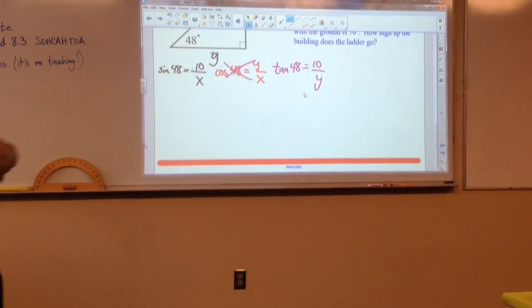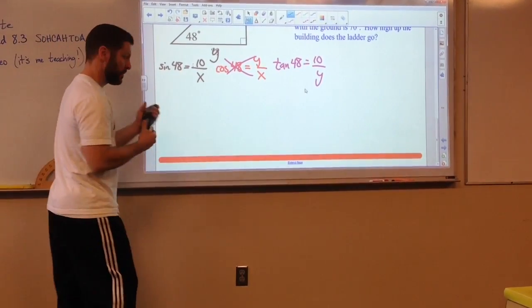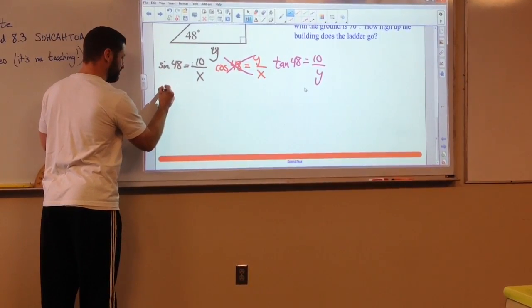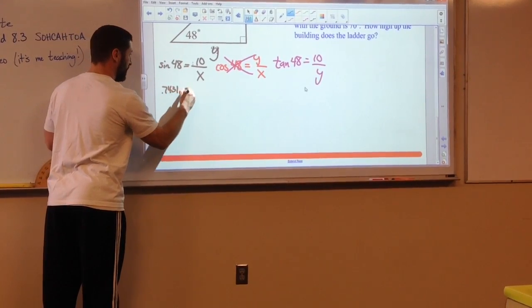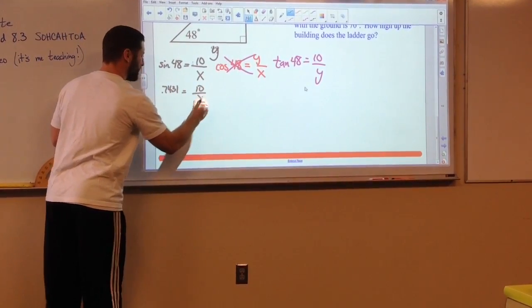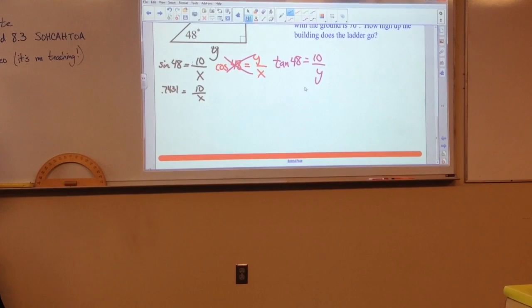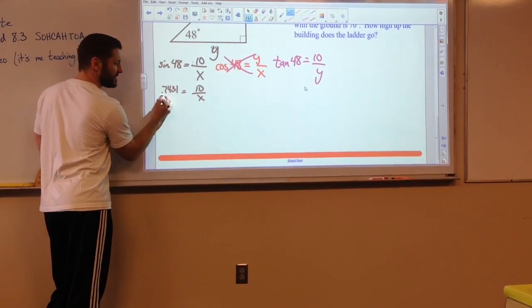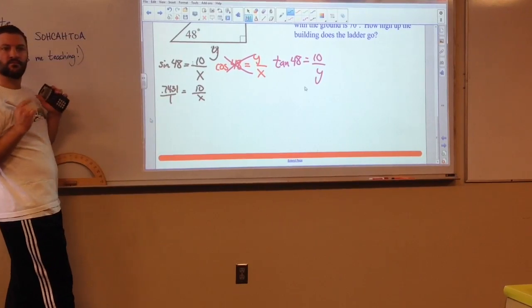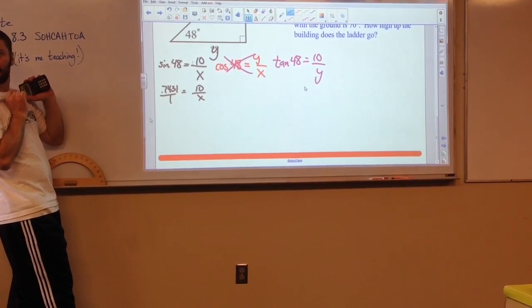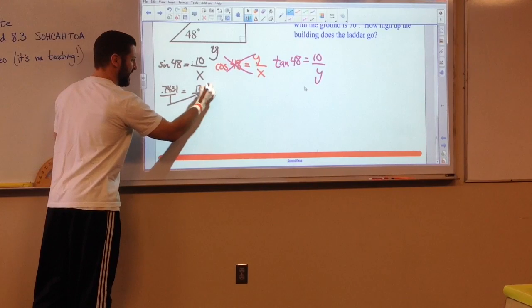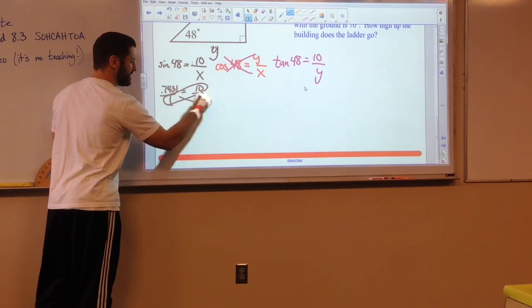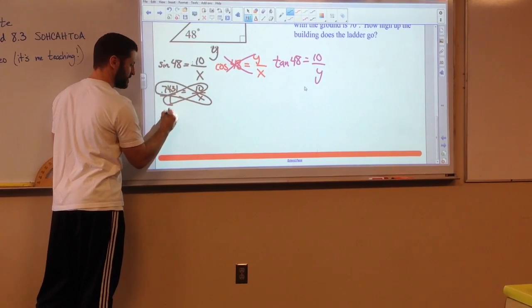All right, so we get point what again? 0.7431 equals 10 over x. That's what I got. Here's what I do. I make it really easy because I want to make it like the last chapter. What do you do with something that looks like that? Cross multiply. 10 equals 0.7431x.